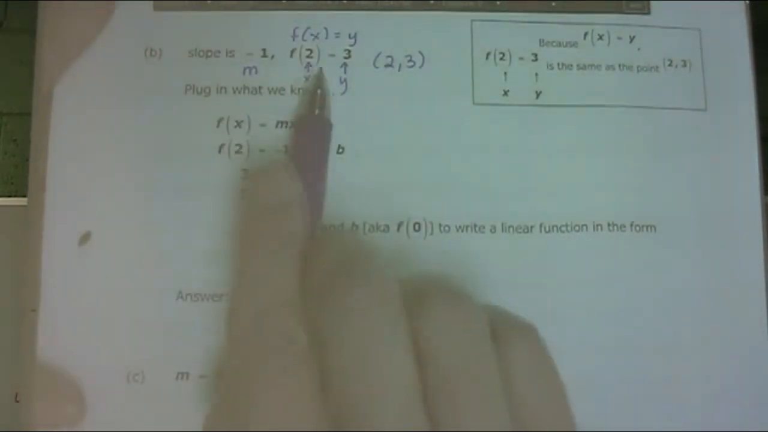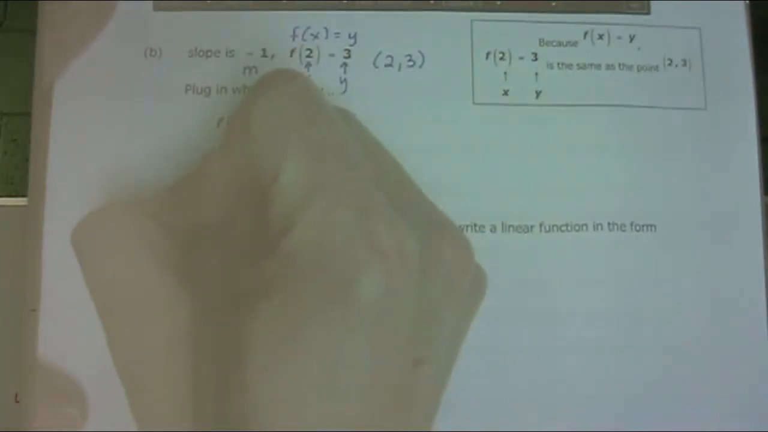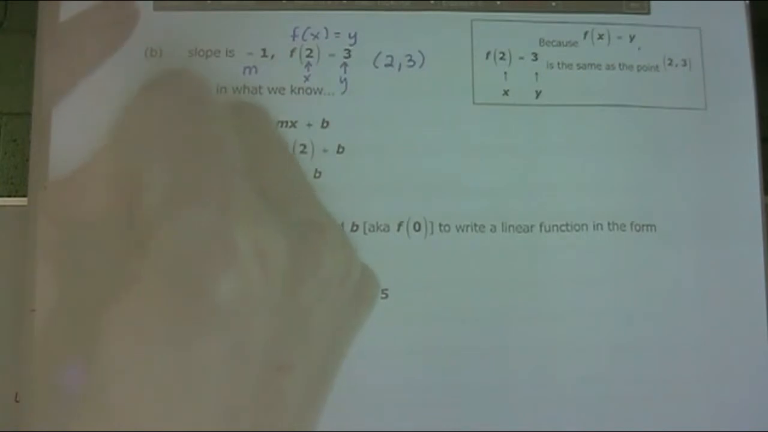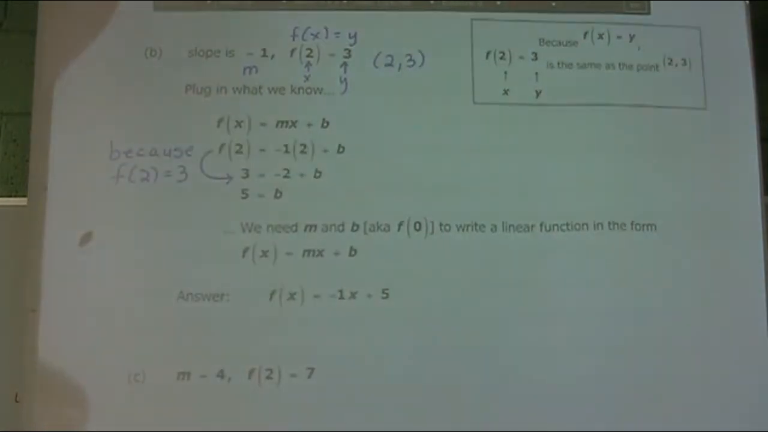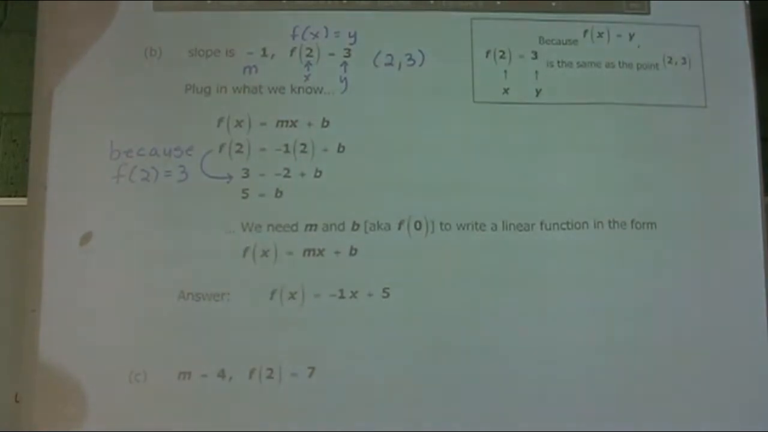But what does f of 2 equal? Well, I'm given that information. f of 2 equals 3. So I'm going to replace f of 2 with the value 3, and this is because f of 2 equals 3. All right? That's why I can do that. -1 times 2 is -2 plus b. Add 2 to both sides and I get b is 5. That was my whole goal, was to find b.